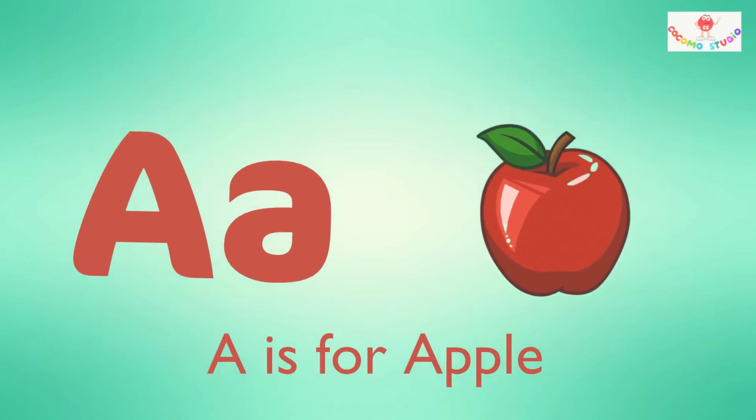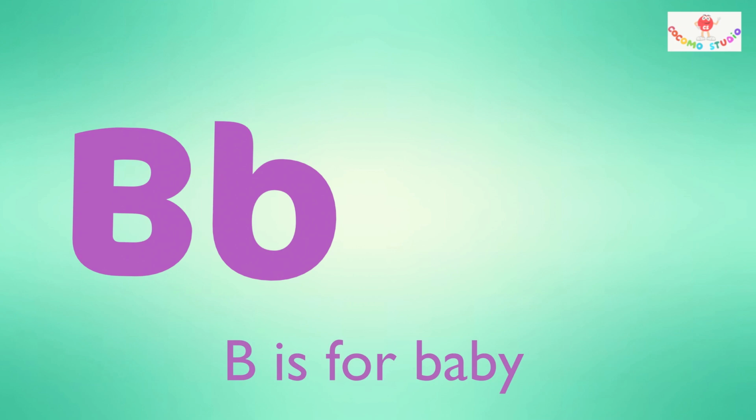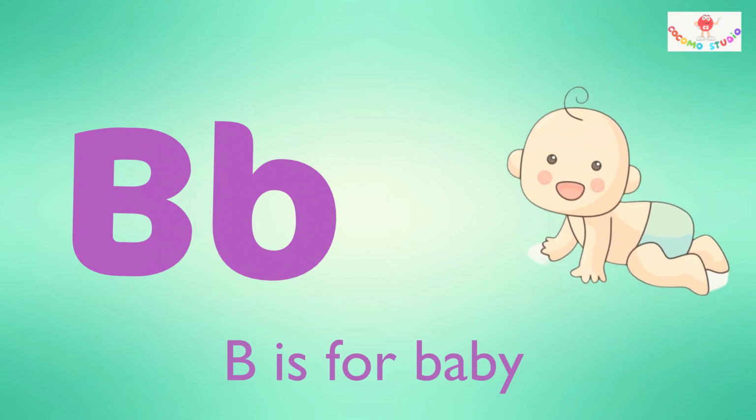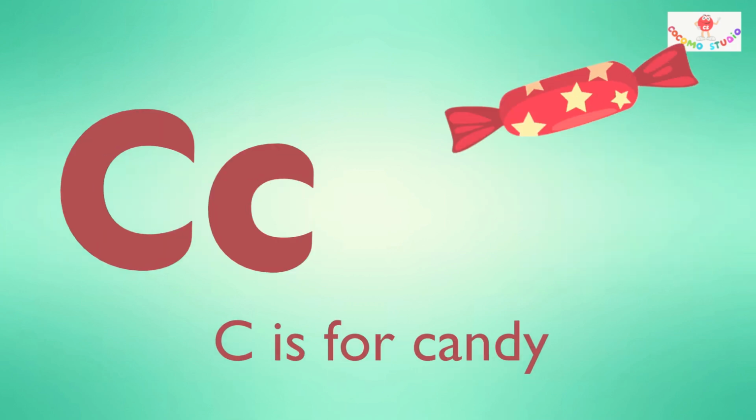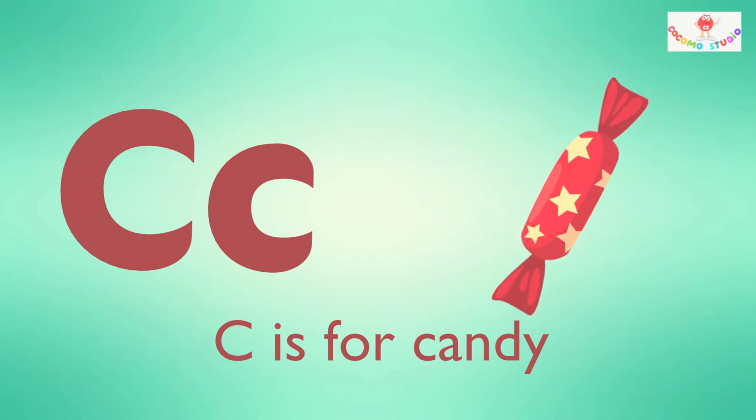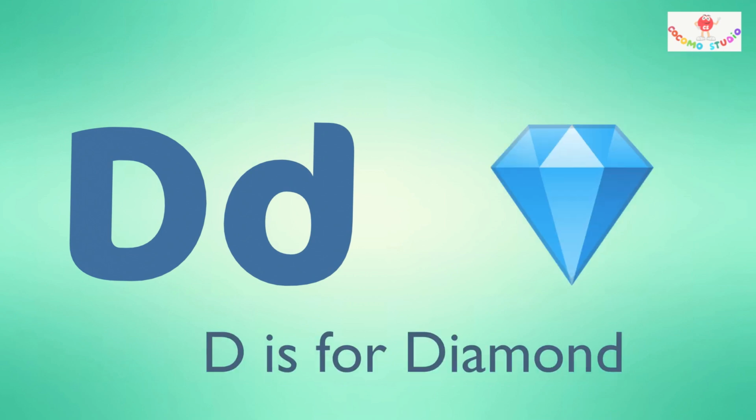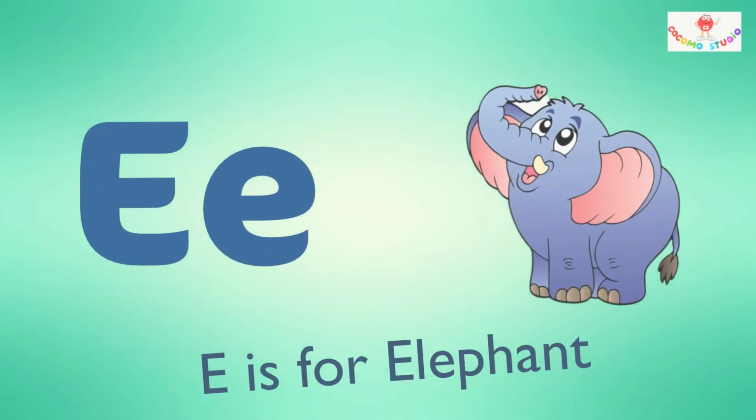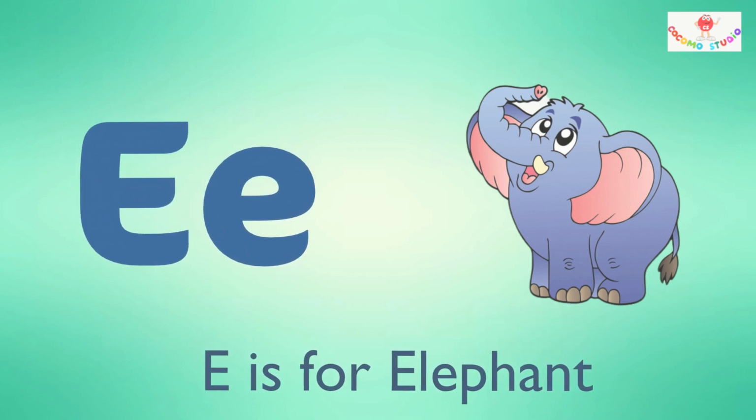A is for apple. A-A-apple. A-apple. B is for baby. B-B-baby. B-baby. C is for candy. D-D-diamond, D-diamond. E is for elephant, E-E-elephant, E-elephant.